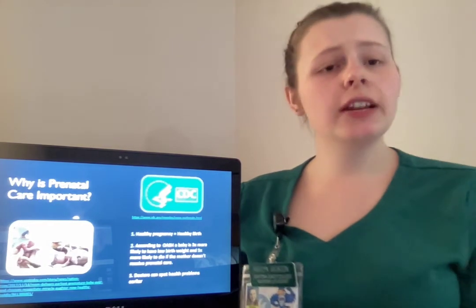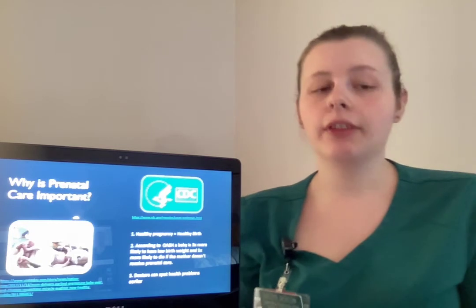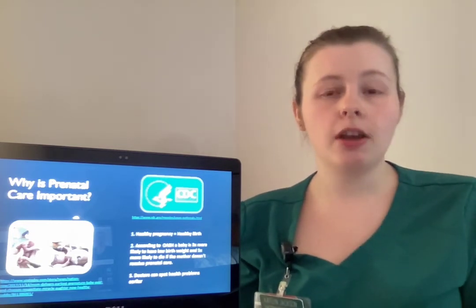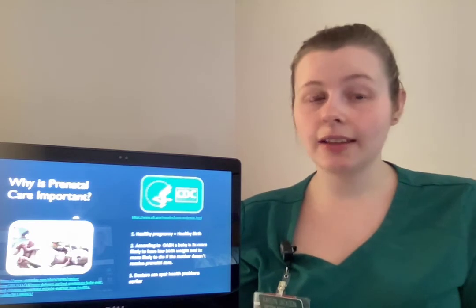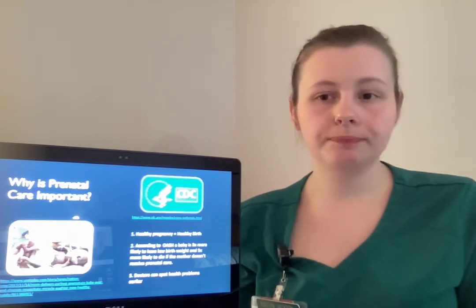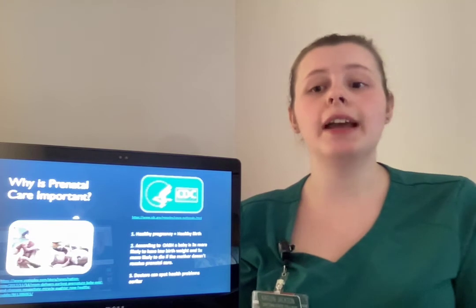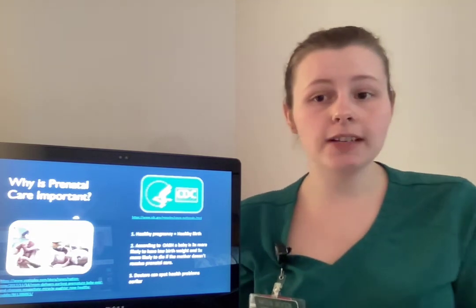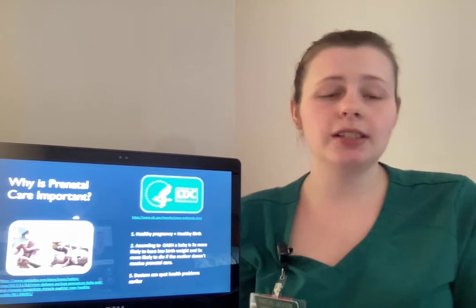Now, why is prenatal care so important? Well, a healthy pregnancy equals a healthy birth. Well, we can never guarantee that a mother will have a healthy birth, but if they have a healthy pregnancy, they are much more likely to have a healthy birth. Now, according to OASH, a baby is 3 times more likely to have a low birth weight and 5 times more likely to die if the mother doesn't receive any prenatal care at all.